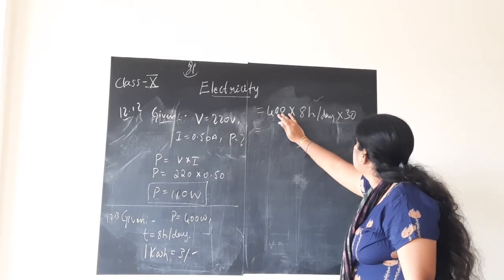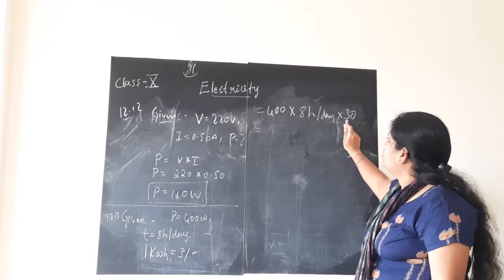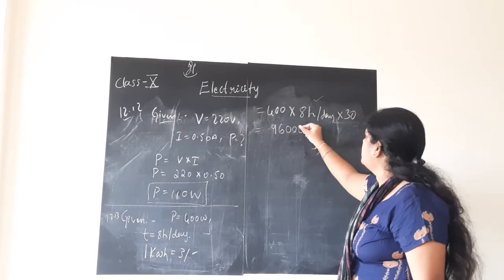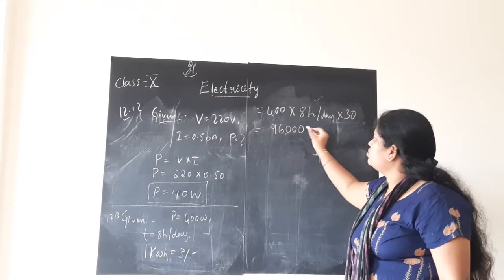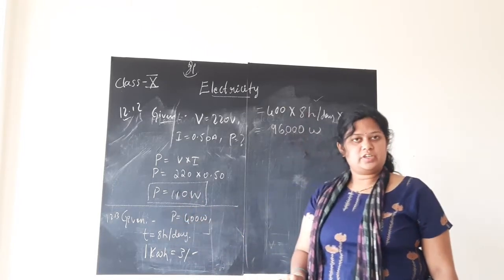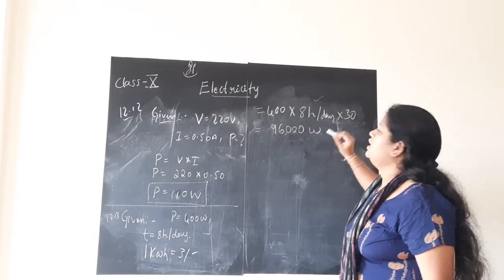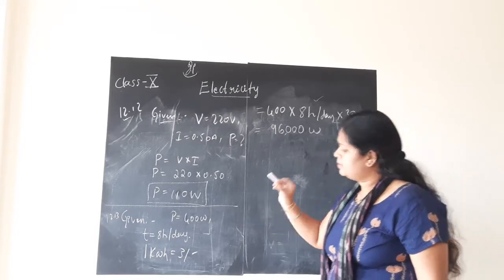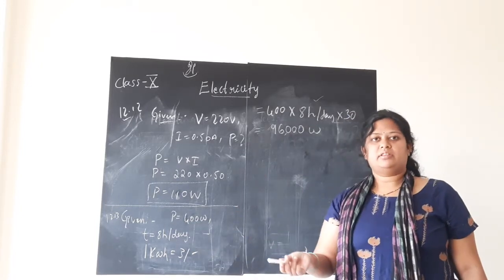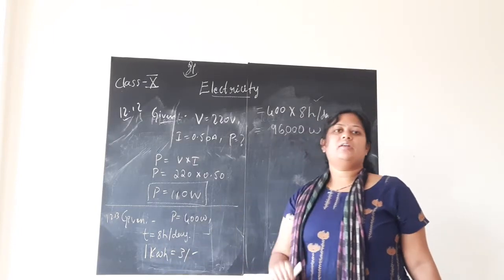So for now, zeros I will keep as it is. 4 3s are 12. 12 8s are 96. Correct? Here 2 zeros I have, here 1 zero I have. 96,000 watts is the electric power consumed by the refrigerator, which is operated 8 hours per day for 30 days. Understood? I hope you have understood. The fridge is operated 8 hours per day for 1 month. Now, how much bill should I pay if they are charging me rupees 3 per kilowatt hour?